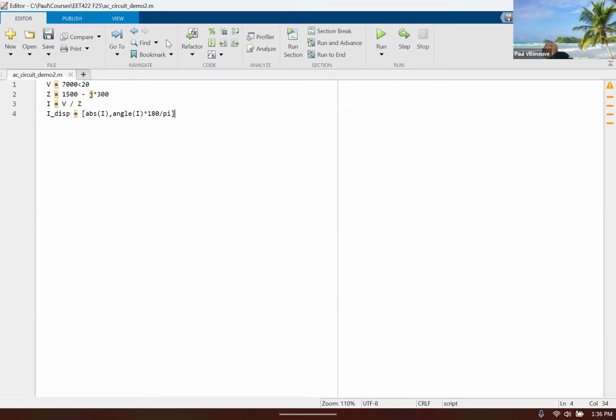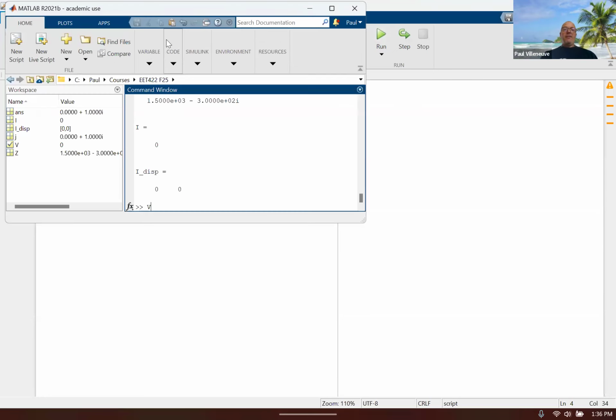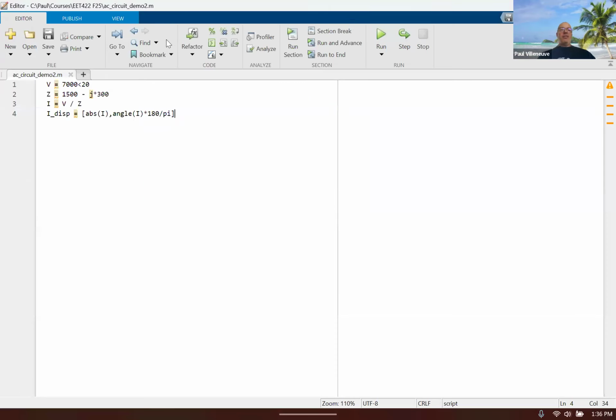7,000 less than 20 is a logical condition, right? It's asking, is 7,000 less than 20? So when I look at my voltage here, it's a logical 0. That's not what I want. I want 7,000 at an angle of 20, not 0. So that didn't work. So what am I going to do?